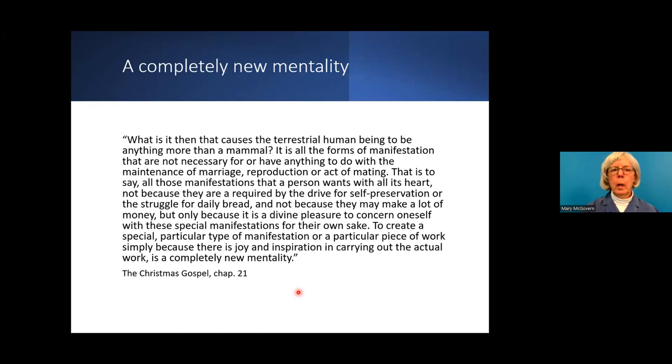So here I have a quote from the Christmas Gospel. Martinus says here, "What is it then that causes a terrestrial human being to be anything more than a mammal? It is all the forms of manifestation that are not necessary for or have anything to do with the maintenance of marriage, reproduction, or act of mating. That is to say, all those manifestations that a person wants with all its heart, not because they're required by the drive for self-preservation or the struggle for daily bread, and not because they may make a lot of money, but only because it is a divine pleasure to concern oneself with special manifestations for their own sake. To create a special, particular type of manifestation or a particular piece of work, simply because there is joy and inspiration in carrying out the act of work, is a completely new mentality."